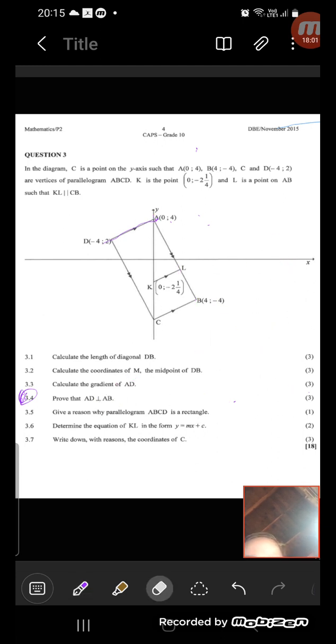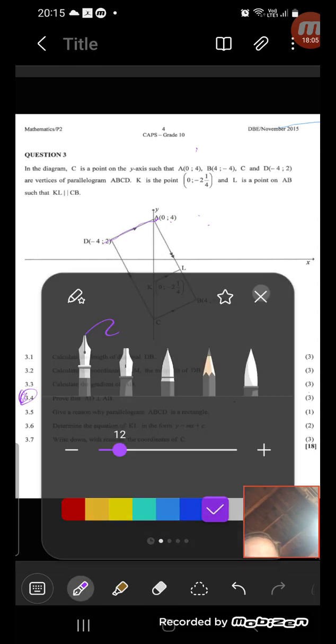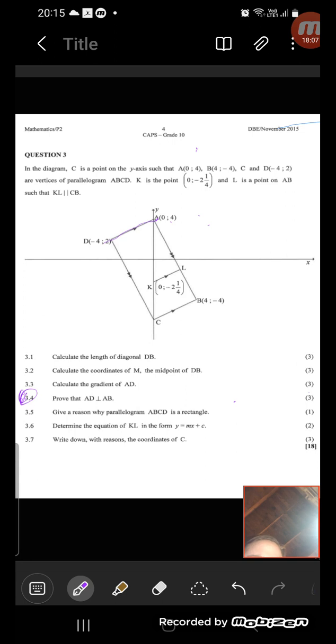And now you've got 12 marks. 12 marks out of 18 marks is how much? I think it's probably about 60% as a percentage. Possibly, yeah, it's about 66%. 66% you've already got with just those 4 formulas. Just writing those 4 formulas, and we didn't have to interpret much of anything anyway. Very easy. Okay, give a reason why parallelogram ABCD is a rectangle.